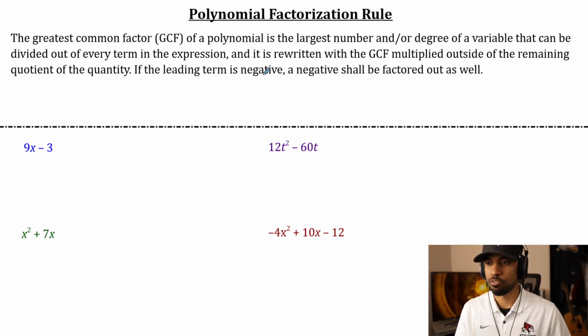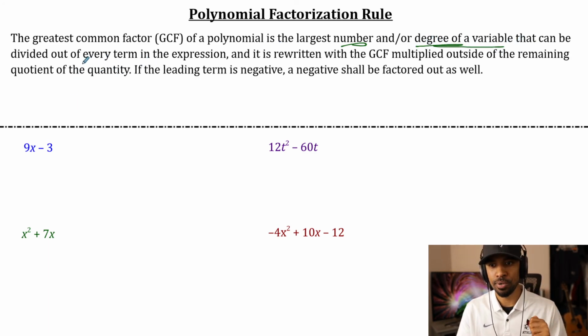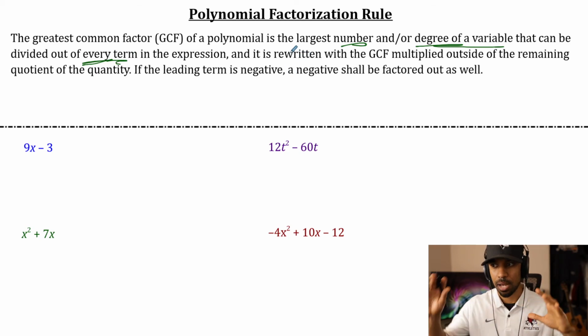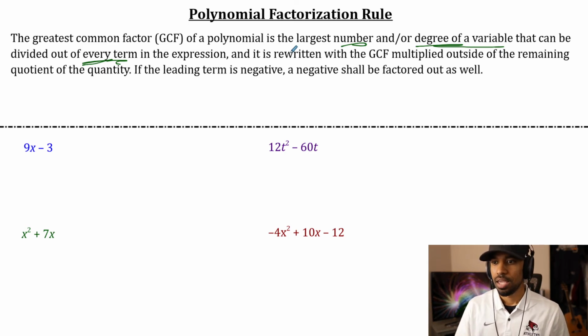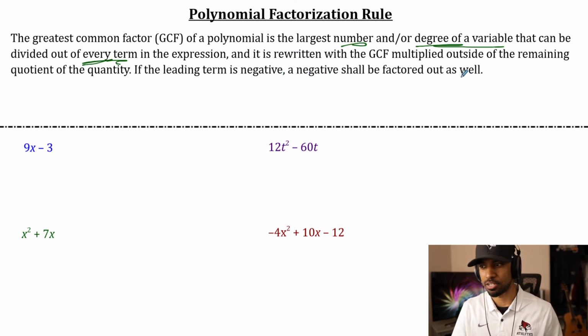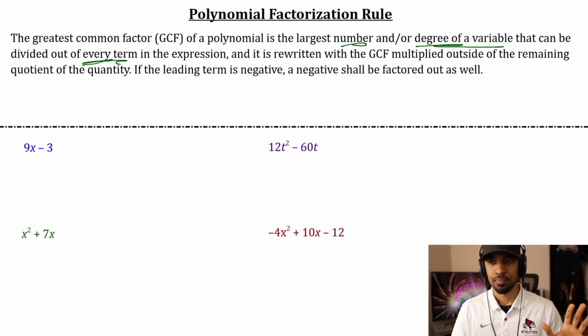The greatest common factor of a polynomial is the largest number and or degree of a variable that can be divided out of every term in the expression. And then it's rewritten with the greatest common factor multiplied on the outside of the remaining quotient of the quantity. If the leading term is negative, a negative shall be factored out as well. We'll get to that in one second. But what it means is this.